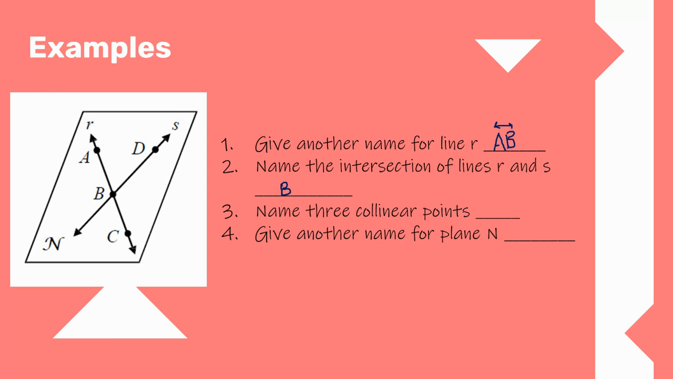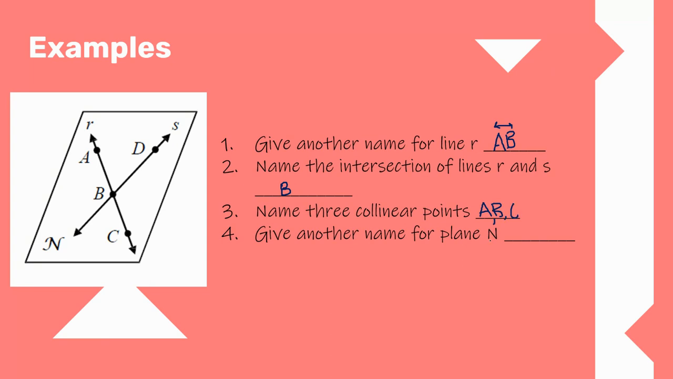Name 3 collinear points. Collinear means on the same line. Let's look at line S. We've got point D, point B, but not a third collinear point. On line R, we have 3 points. That means they are all collinear, and that is A, B, and C.